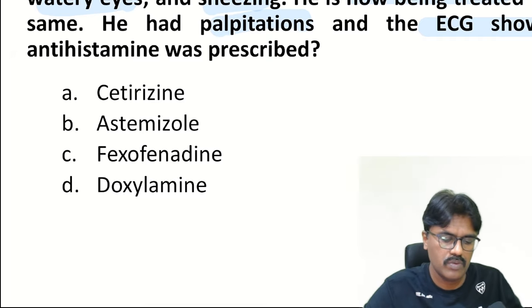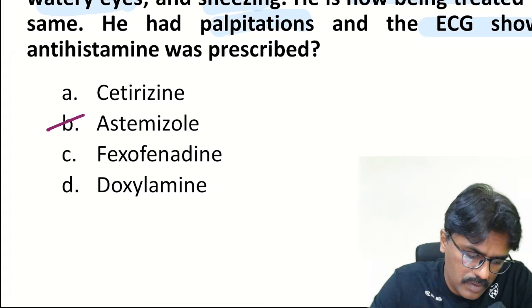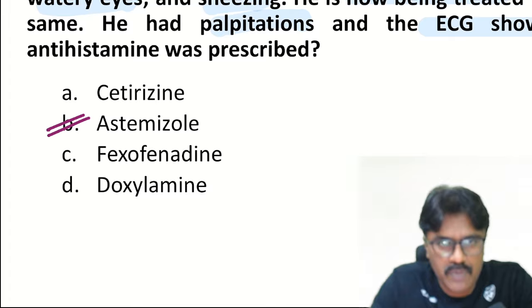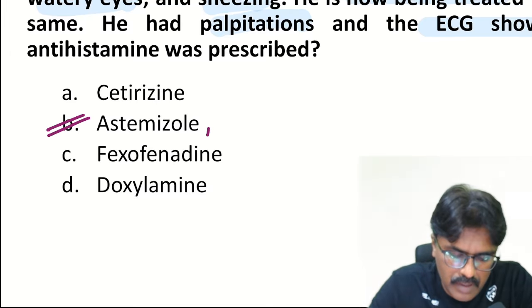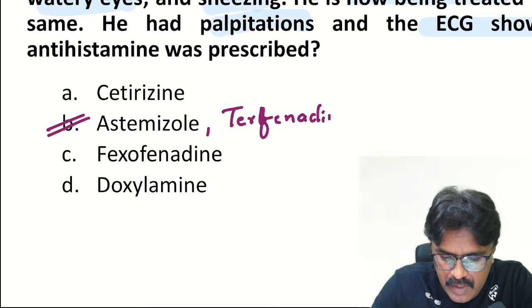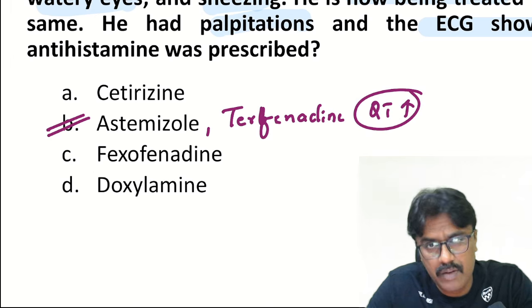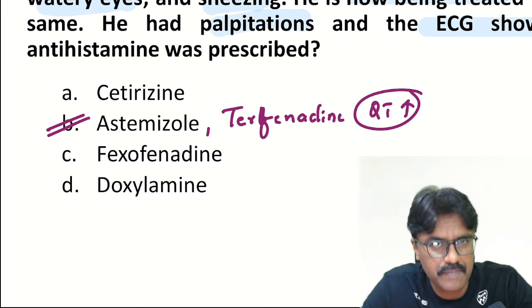Cetirizine, astemizole, fexofenadine, doxylamine. So astemizole is responsible for QT prolongation. Remember, astemizole and terfenadine. These two are antihistamines which cause QT prolongation, and they have been banned already, but still they are asked.